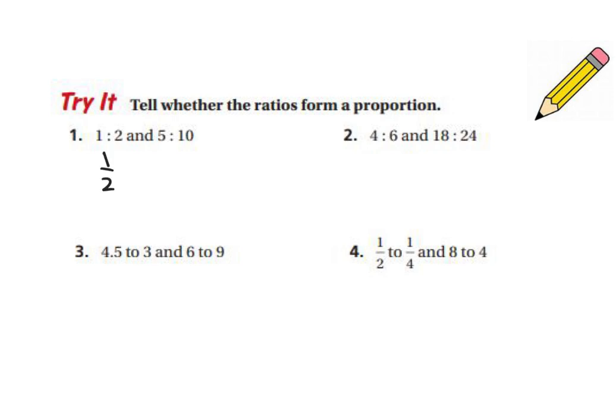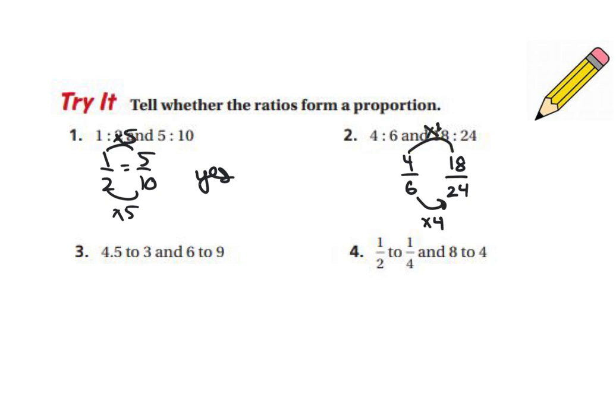Let's start with 1/2 and 5/10. 1 times 5 is 5. 2 times 5 is 10. So yes, those form a proportion. For number 2, we have 4/6 and 18/24. 6 times 4 is 24. 4 times 4 is 16, and we have 18 there. So we would say no, those do not form a proportion.